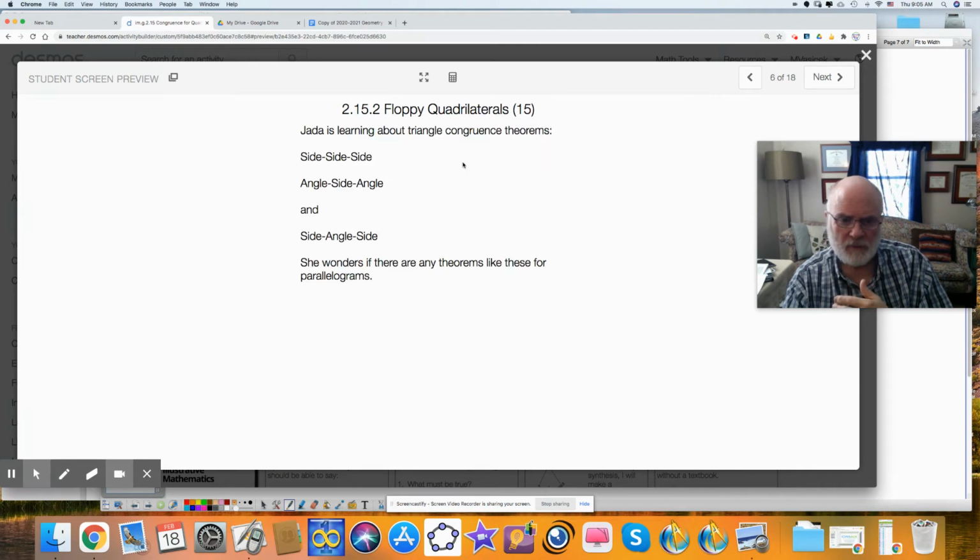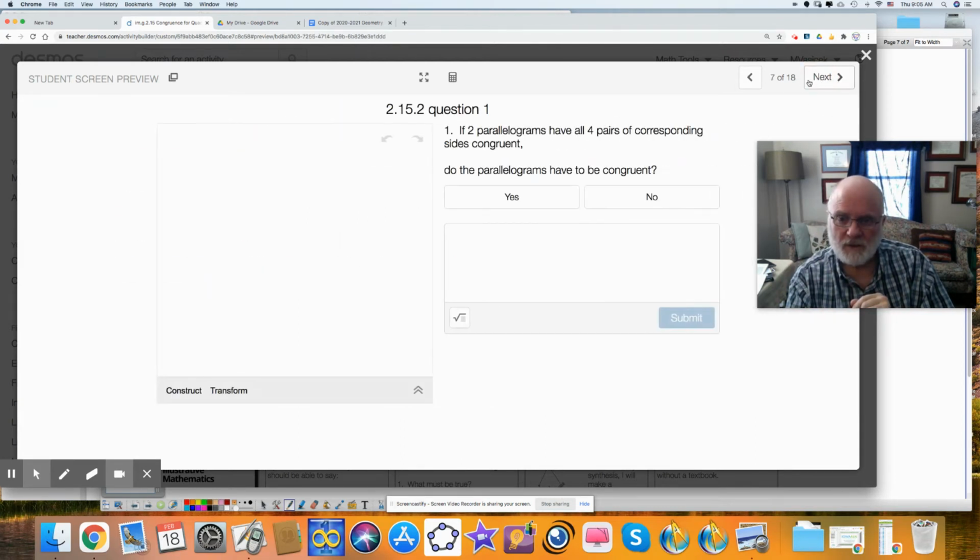Floppy quadrilaterals. So Jada has learned some theorems about triangles: side-side-side, side-angle-side, angle-side-angle, and side-side-angle sometimes. She wonders if there's any theorems like this about quadrilaterals. And so here's the first question for you to explore. If two parallelograms have all four pairs of corresponding sides congruent, do the parallelograms have to be congruent? Answer the question yes or no. And based on your answer, you're going to get a different prompt to see what you're supposed to do next.